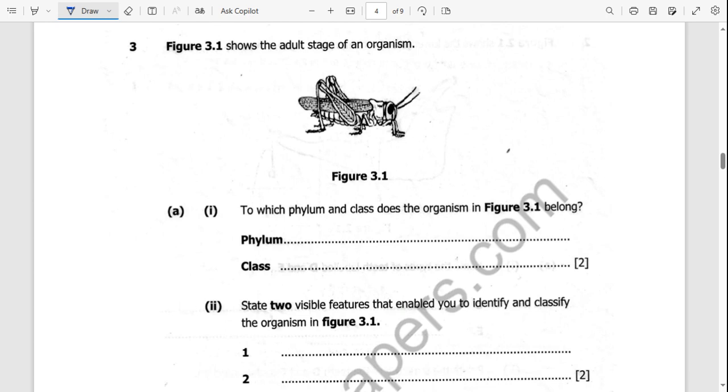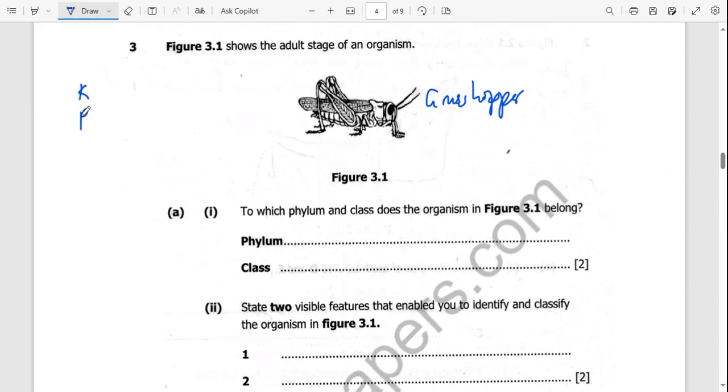A figure shows the adult stage of an organism. What is this organism? This is a grasshopper. To which phylum and class does this organism belong? First thing, you need to understand something about classification. When you are classifying, you can classify organisms into their kingdoms, phylums, class, order, family, genus, and then the species to which they belong. So the highest classification is kingdom. After kingdom, you have phylum. After phylum, class, order, family, genus, and then species. You can use the mnemonic: kings play chess on fine gold stools.